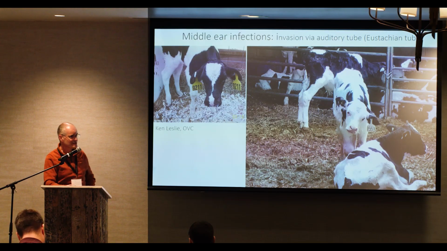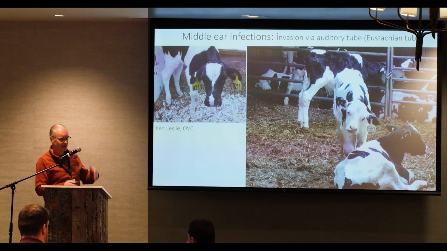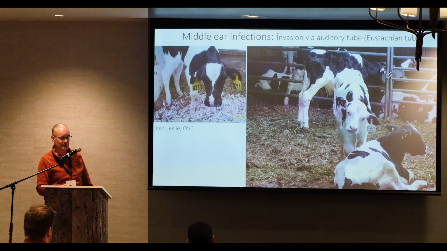We do have other disease manifestations from Mycoplasma bovis. One of those would be ear infections, middle ear infections, and the usual clinical appearance would either be calves with droopy ears like this or a head tilt like this, because the infection gets into the middle ear, interferes with the sense of balance from these calves.